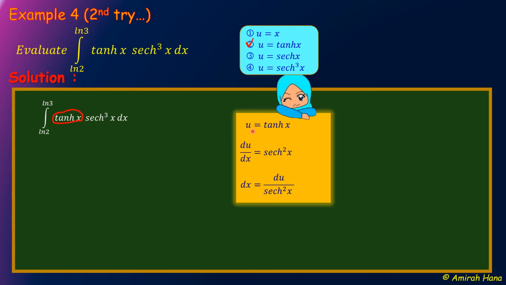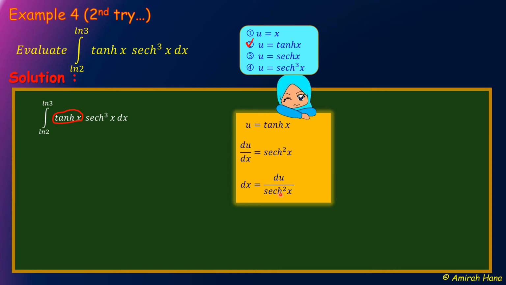So after we differentiate tanh x, we get du over dx equals sech squared x. This is the derivative part. Every time we use u substitution, we need to integrate and differentiate. This is the derivative part and this is the integration part. That is the idea in u substitution, integration using u substitution. So after we define u and differentiate, after that we need to write dx as the subject.